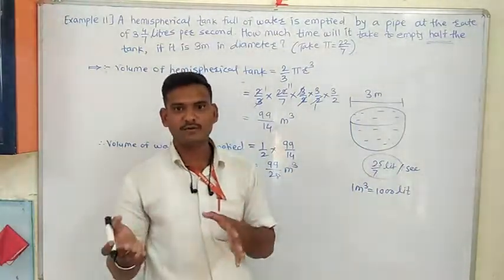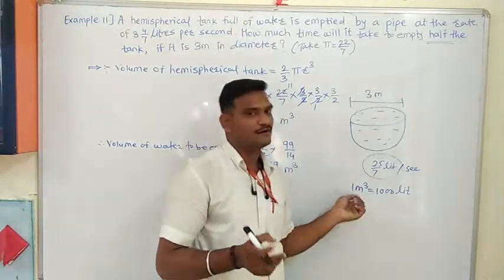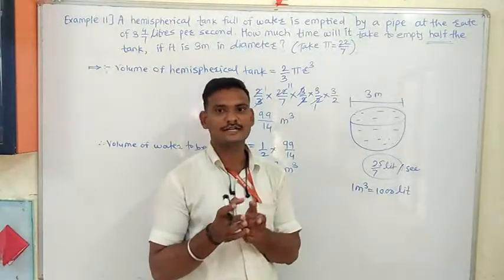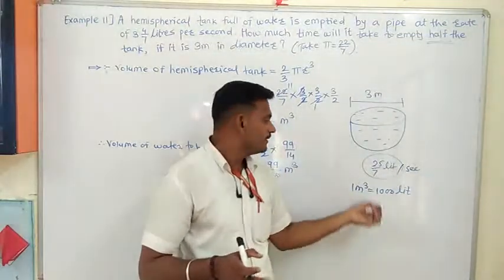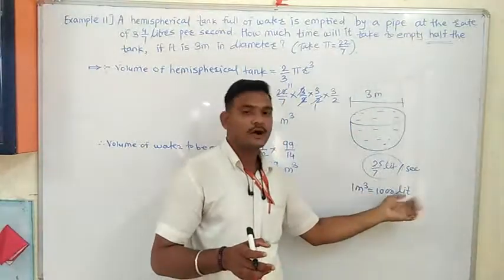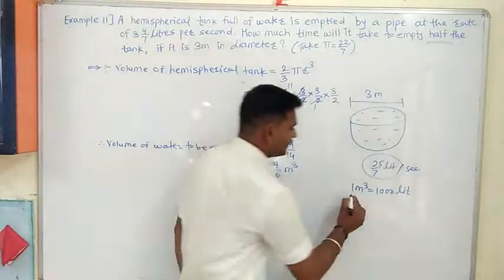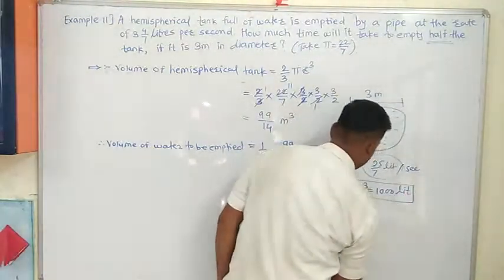Everybody has a Syntex tank at their home. Cross check that there is written 1 meter cube. If your tank is of 1000 liter, then there is written 1 meter cube. It is a conversion of a unit. 1 meter cube is equal to 1000 liter. Remember this one point.